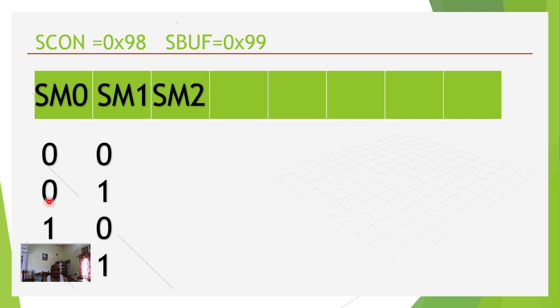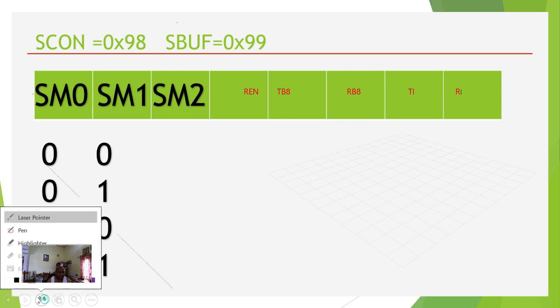These are the 3 blocks, or the 3 flags, which we are going to discuss today. And the rest of the others, REN, TB8, RB8, TI and RI, we will discuss in further classes. Okay, so now coming to the flags of registers. Each flag will take either 0 or 1.